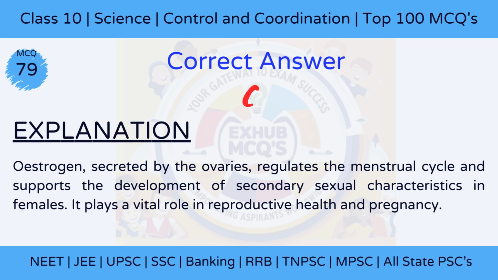Explanation: Estrogen, secreted by the ovaries, regulates the menstrual cycle and supports the development of secondary sexual characteristics in females. It plays a vital role in reproductive health and pregnancy.